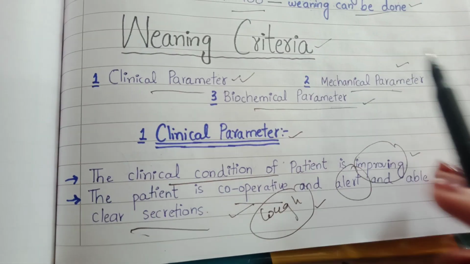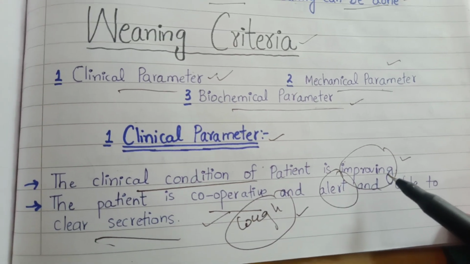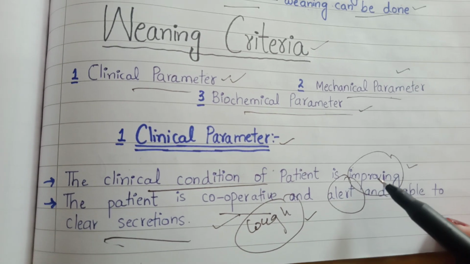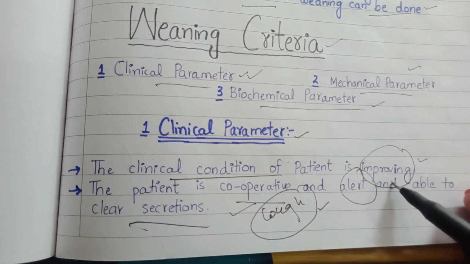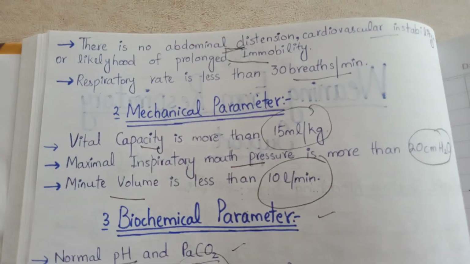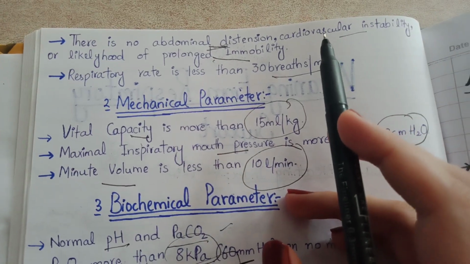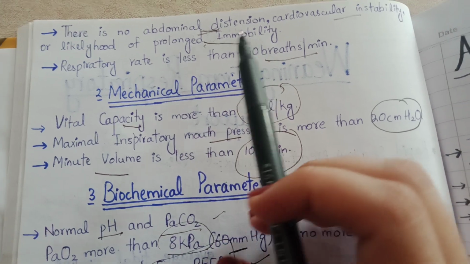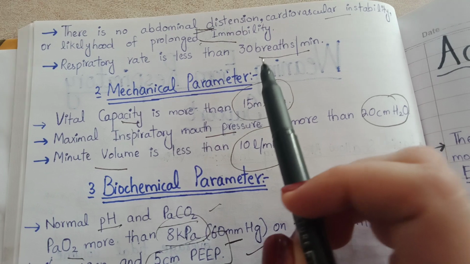Clinical parameter includes whether the clinical condition of the patient is improving or not, whether the patient is cooperative and alert or not, and whether the patient is able to clear his secretions or not, meaning the patient is able to cough or not. Is there any abdominal distension or disturbance, is the patient cardiovascularly stable or not, and we will also look for prolonged immobility. Also, the respiratory rate of the patient should be less than 30 breaths per minute.